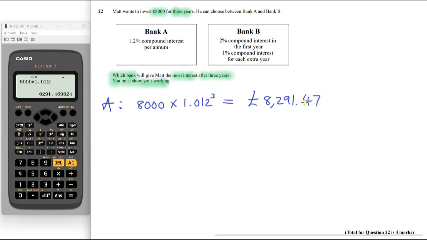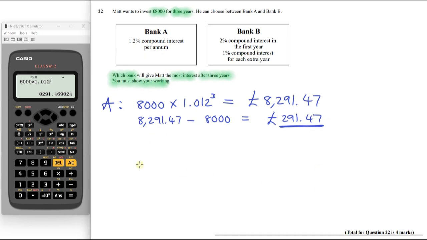So that is the amount of money he's got in his account, but we want to work out the interest. So now we can do 8,291.47 minus 8,000 to work out the interest, and that's just going to give us £291.47. So that is how much interest he would get from Bank A.